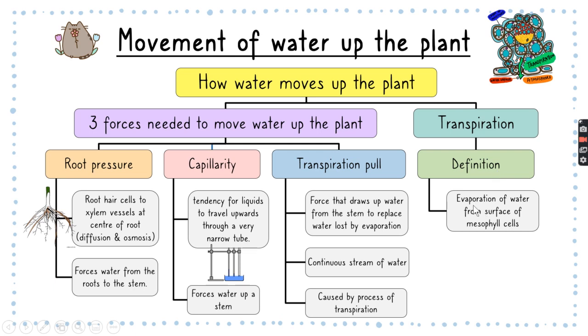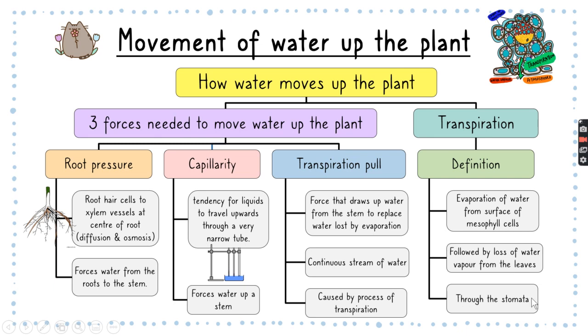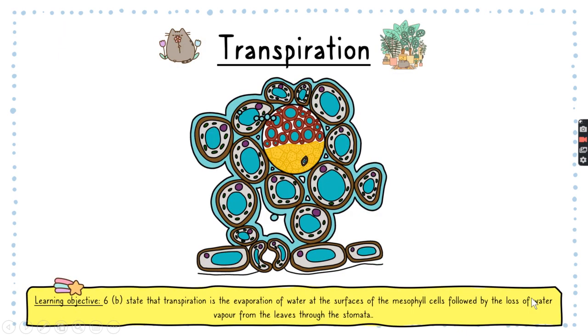So what is transpiration? It is the evaporation of water from the surface of the mesophyll cells, followed by the loss of water vapor from the leaves through the stomata. So basically, transpiration happens because of the evaporation of the water film and then diffusion out through the stomata and into the atmosphere. So this whole thing, from evaporation plus diffusion and then going out through the stomata, that is all transpiration.